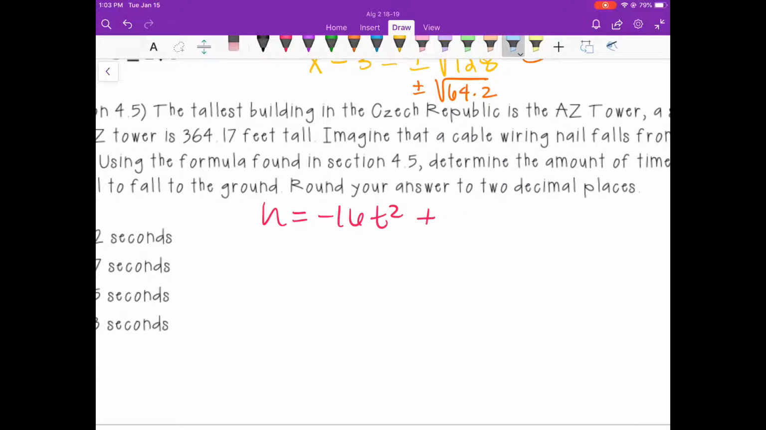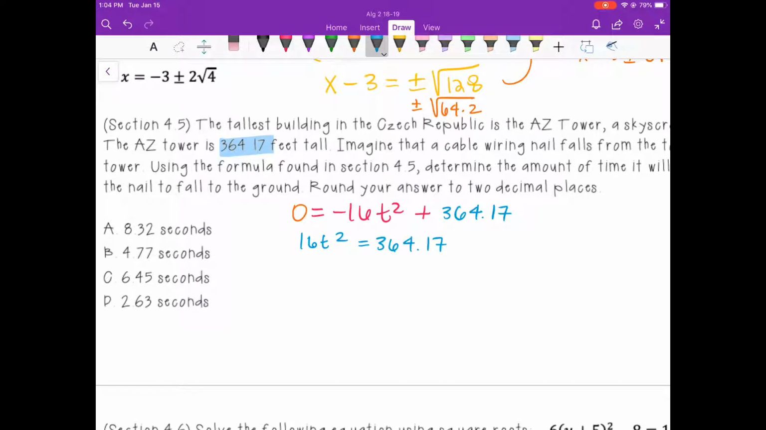Well, our initial height for this problem is going to be 364.17. And then we want to know how long it's going to take before it falls to the ground. The height at that point would be 0. So I want to solve 0 equals negative 16t squared plus 364.17. I like to have a positive leading coefficient, so I'm going to add 16t squared to both sides. So I have positive 16t squared equals 364.17. Divide both sides by 16. You find that t squared is about 22.706.